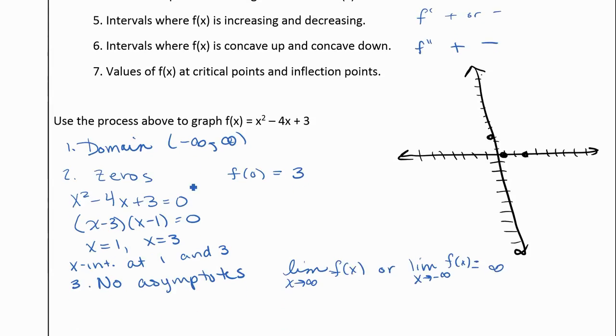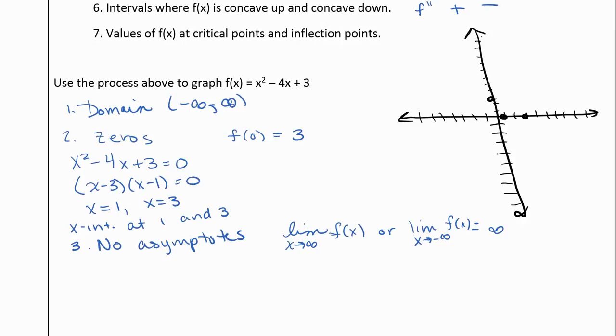Okay, so 4 asks where is our graph positive and where is it negative. To do that, you're going to make a sign chart for your original function, and we're going to put the zeros, 1 and 3, and test points on each part. So at 0 we know it's positive. If we put in 2, we would have 4 minus 8, which is negative 4, plus 3 would be negative 1, so we'd get a negative. And if we put in something like 4, we would have 16 minus 16 plus 3, which would be positive 3.